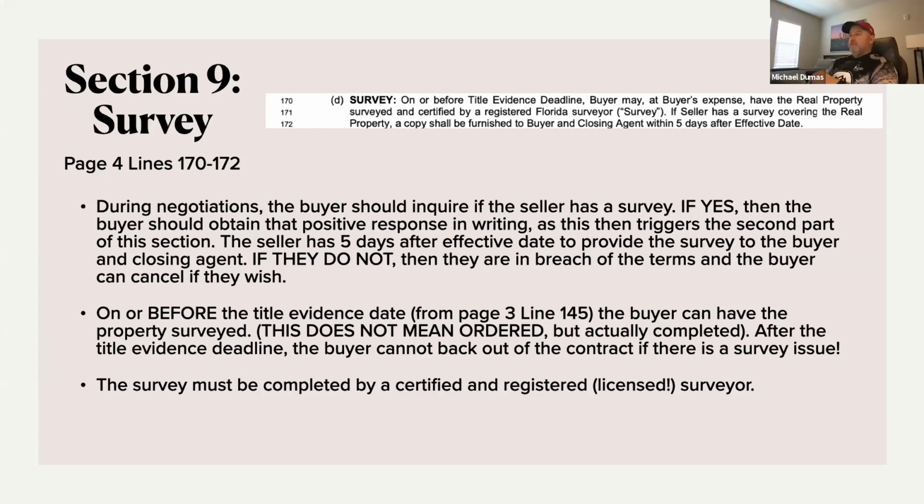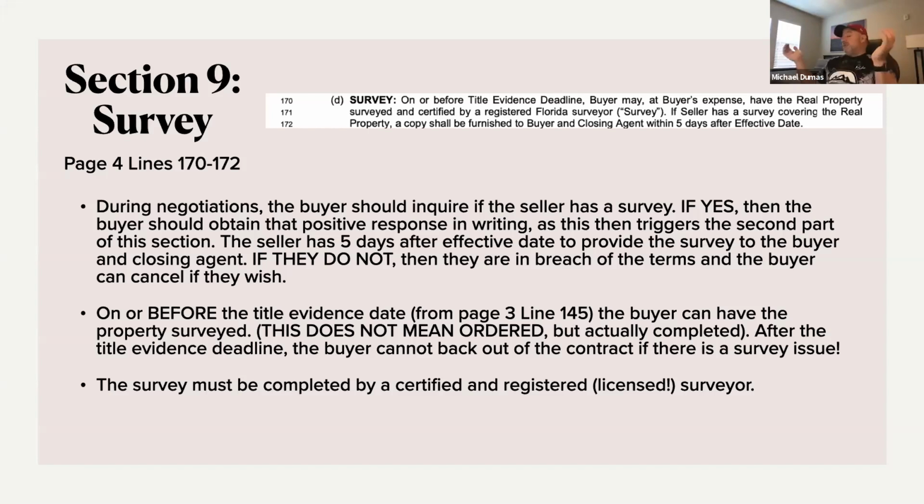I know a lot of surveys are ordered right before closing. You need to make sure that as soon as you go under contract, there's some things we need to change. You really need to order your appraisal and your survey right away. I get that they're expenses to the buyer, but that's part of the deal. If you go past that date and there's a survey issue, the seller has no obligation to fix it in order for the deal to go through.